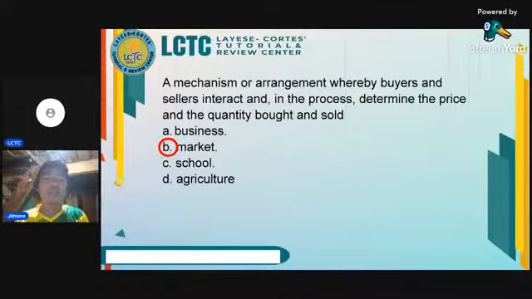A mechanism or arrangement whereby buyers and sellers interact and in the process determine the price and the quantity bought and sold. Market. Not school, not agriculture. We can say business, but when we talk about the concept in economics, it's market. Okay, very good, Ma'am Cherilyn. Now later on, we're going to review.